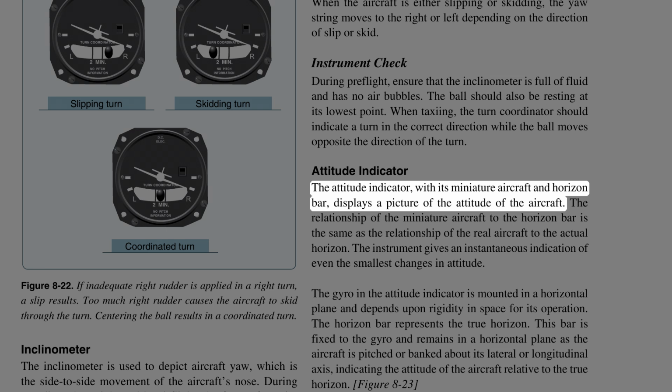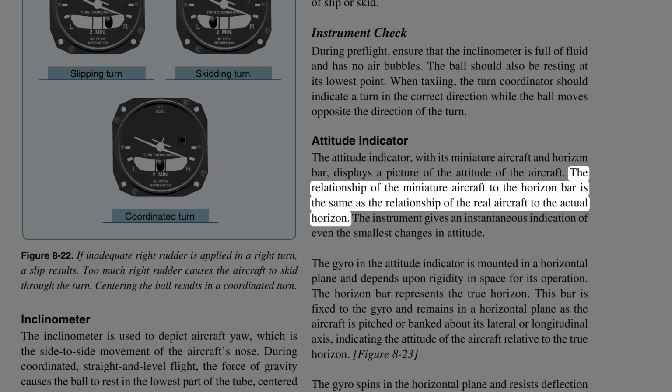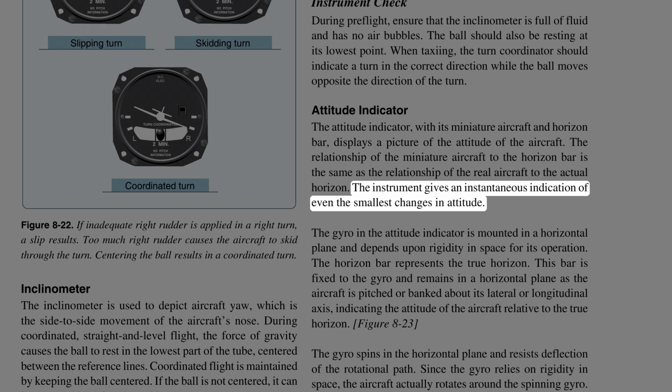Attitude indicator. The attitude indicator, with its miniature aircraft and horizon bar, displays a picture of the attitude of the aircraft. The relationship of the miniature aircraft to the horizon bar is the same as the relationship of the real aircraft to the actual horizon. The instrument gives an instantaneous indication of even the smallest changes in attitude.